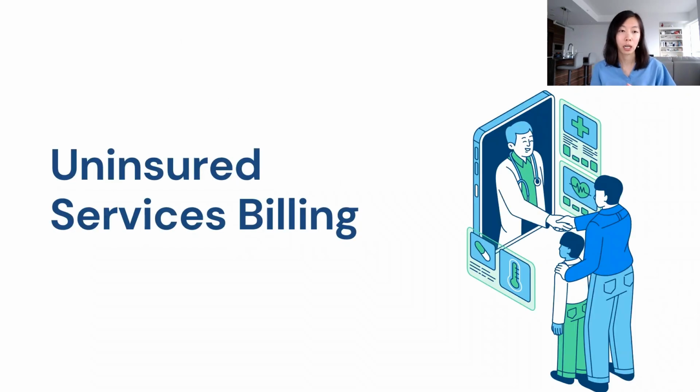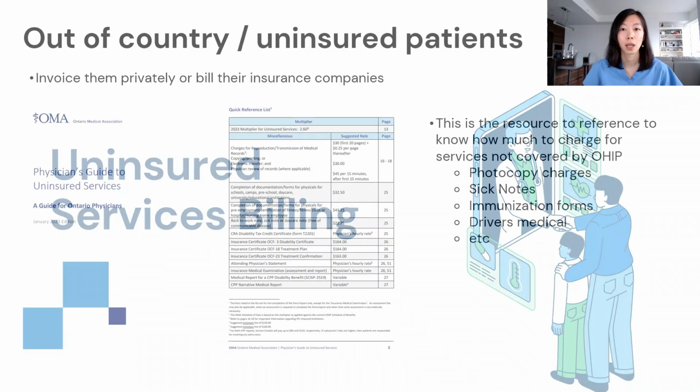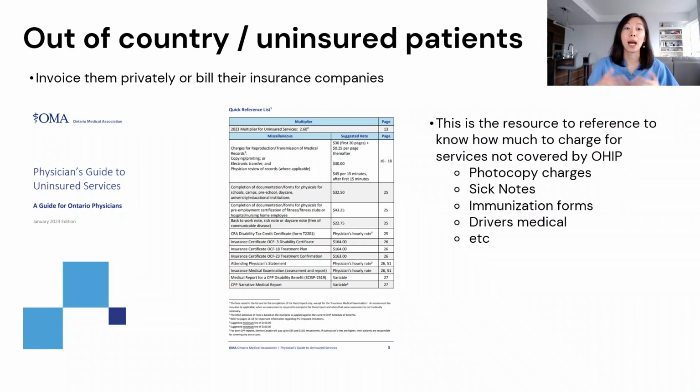So now let's move on to talking about uninsured services billing, and this is more of the private billing aspect. Whenever you have a patient that comes from out of the country, they don't have OHIP, or let's say they don't have insurance, you can think about invoicing them privately, and some clinics will have this particular document, the quick reference list from the OMA Physician's Guide to Uninsured Services, posted at their front desk, so that their front desk staff can point out the charges for certain things.